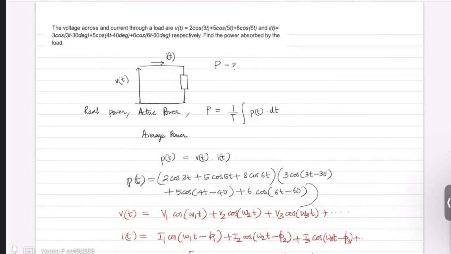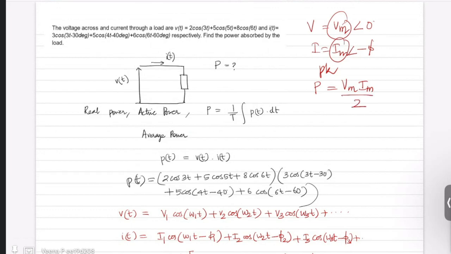So the basics of power: active power is formed only by similar frequency components, and this is how you find it. The peak of both multiplied, divided by 2. That means if your voltage is Vm angle 0 and your current is Im angle minus phi, where Vm and Im are the peak values, not RMS, then your power is Vm Im by 2 cos phi. And this is formed provided they are of the same frequency. So that's all for today's class. Thank you.